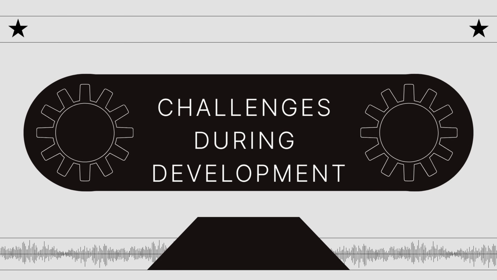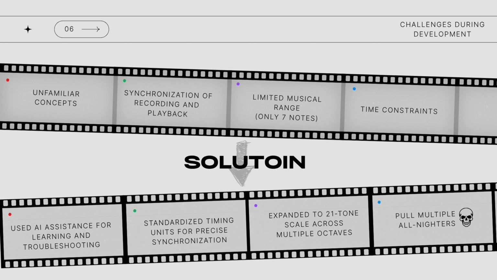Let's move to the challenges we faced during development. We encountered unfamiliar concepts, synchronization issues between recording and playback, a limited musical range of only 7 notes, and time constraints. To overcome these, we used an AI assistant for learning and troubleshooting, standardized time units for precise synchronization, expanded to a 21-tone scale across multiple octaves, and pulled multiple all-nighters.